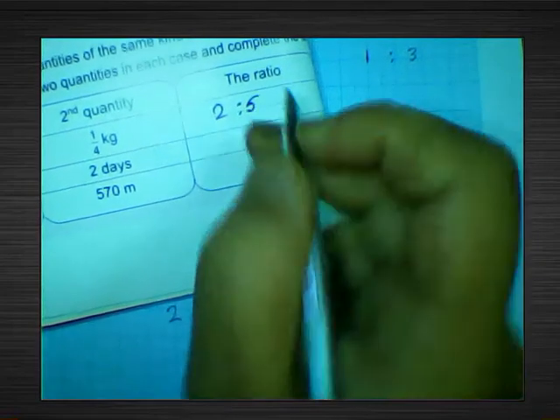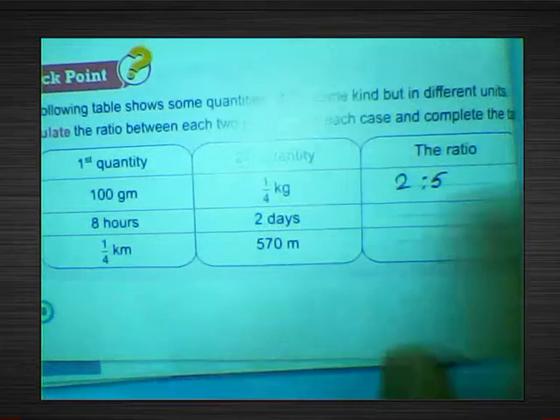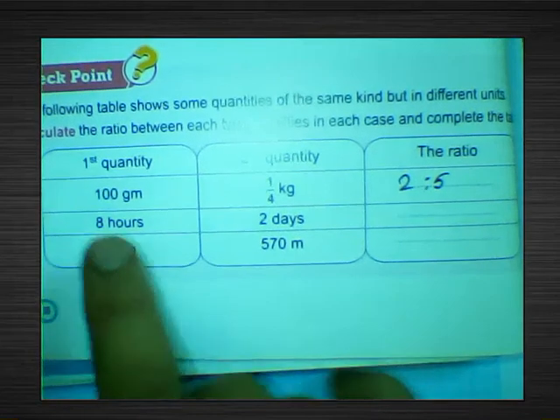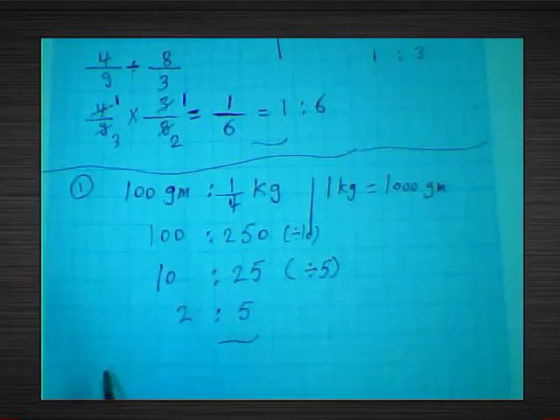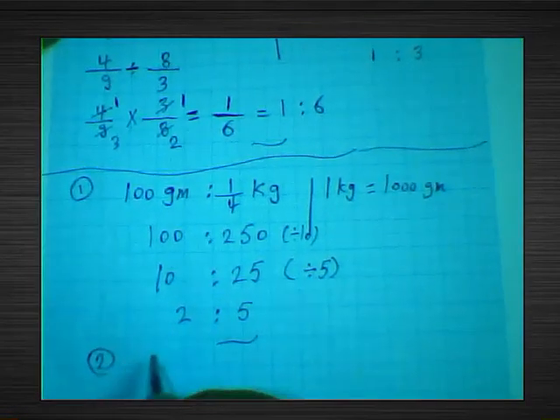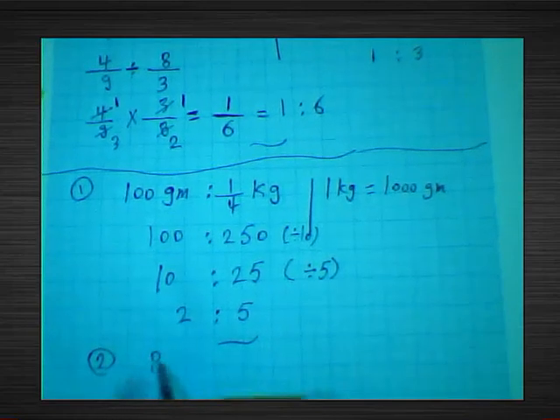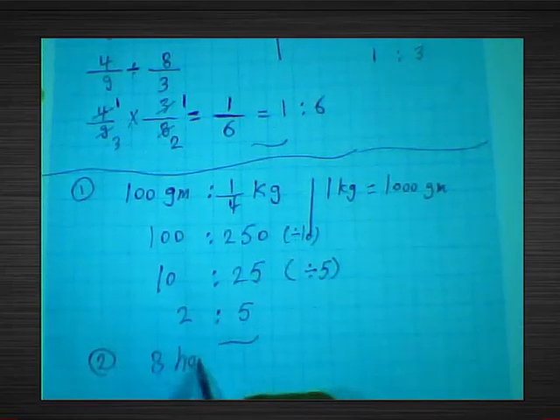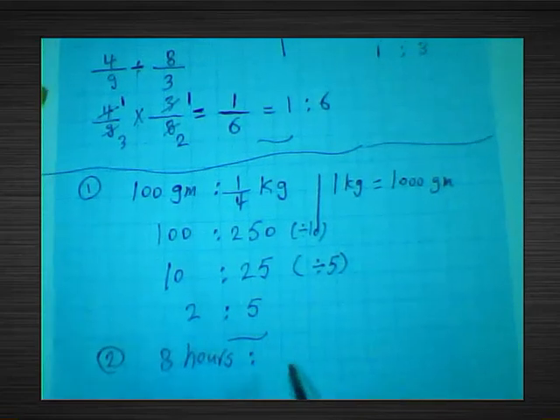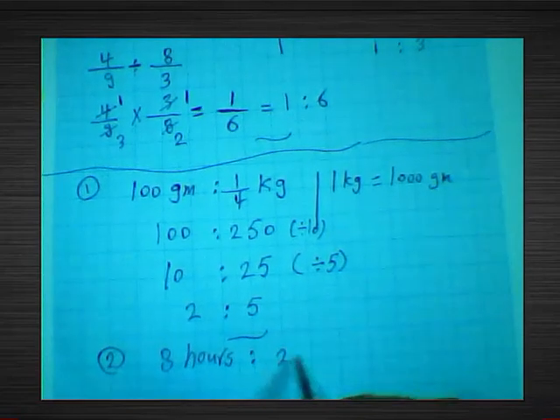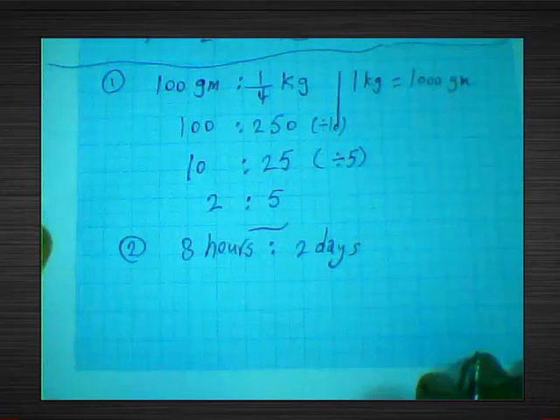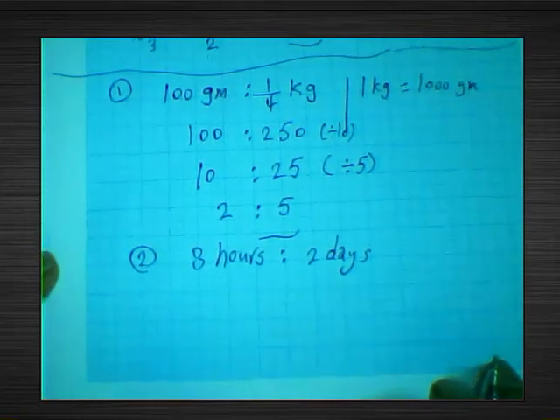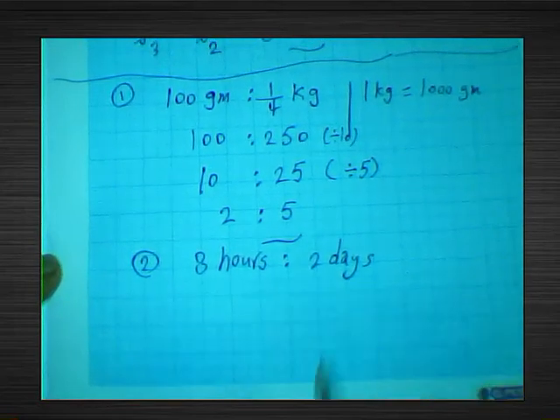We must write in this table 8 hours and 2 days. Number 2, 8 hours to 2 days. Who can solve it? We convert it from more to less. It's okay. It's okay for you.